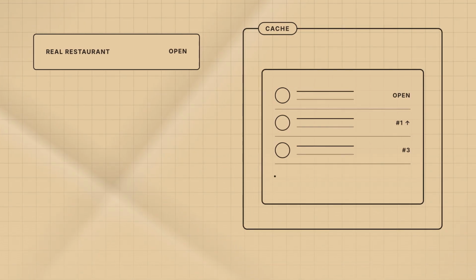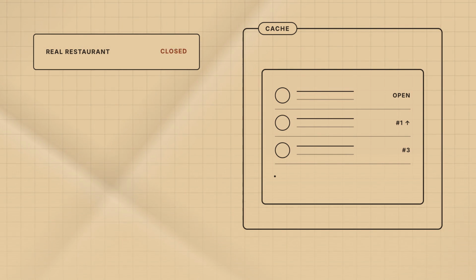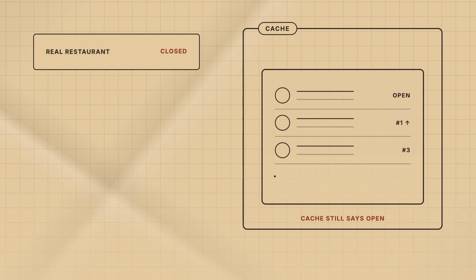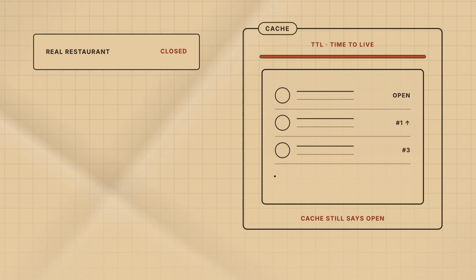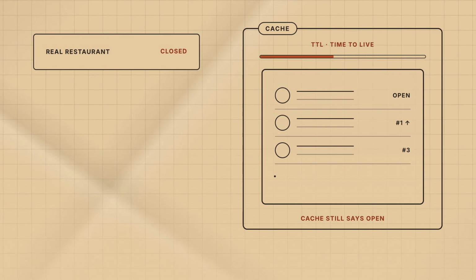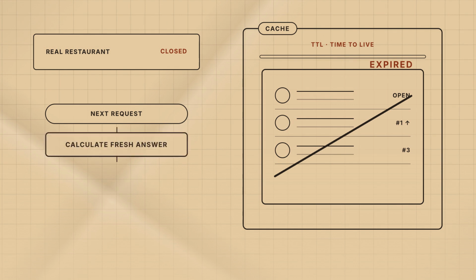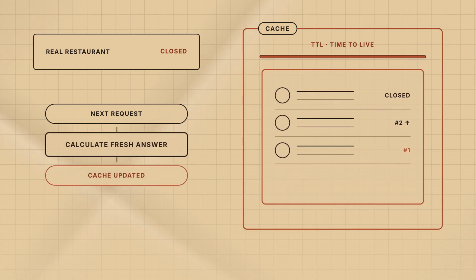But caching introduces another problem. Cache data can become stale. For example, a restaurant may close while the cache continues returning an older response that says it is open. That is why cached entries are usually assigned a TTL, or time to live. The TTL defines how long an entry can remain in the cache before it expires. Once it expires, the next request calculates a fresh answer and replaces the old result.